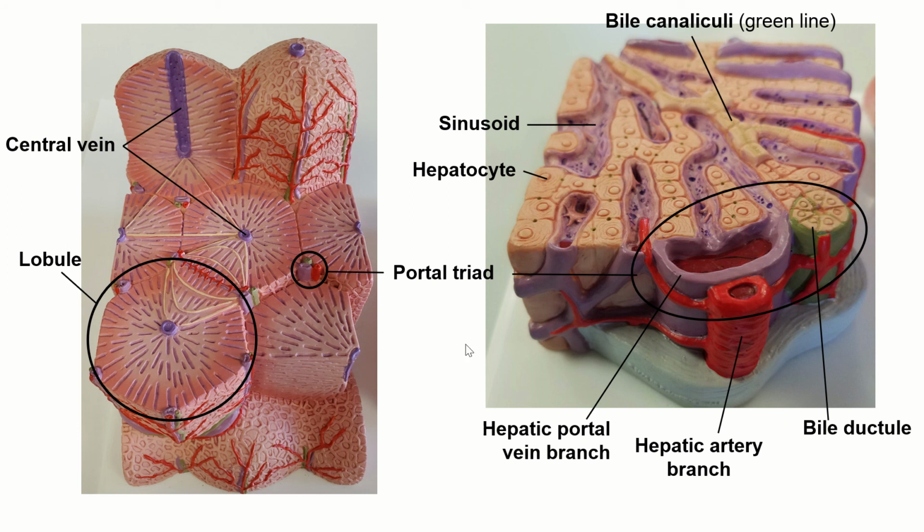These are the sinusoids, which you can see more clearly here with the reticuloendothelial cells in the walls. Those are those immune cells. The different things in the portal triad, the hepatic artery, hepatic portal vein branches, and then the bile ductule. The cells are hepatocytes. And in our next section, we're going to talk about the pathologies of the liver.